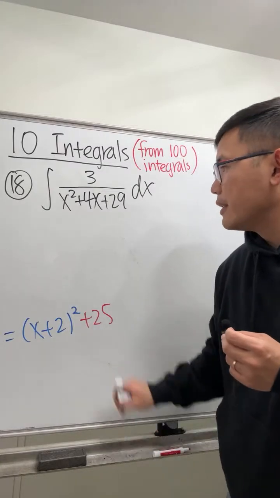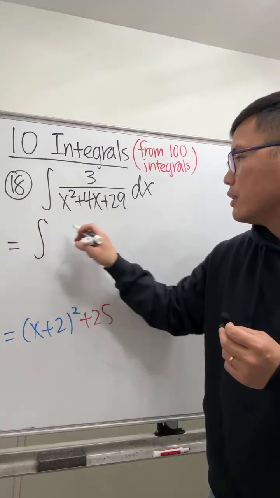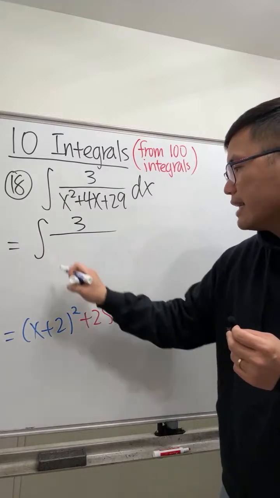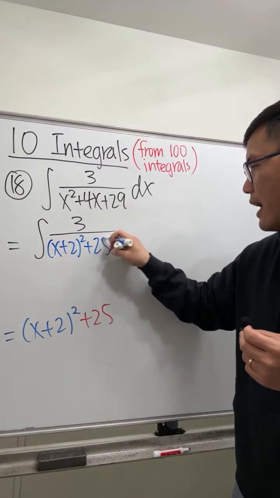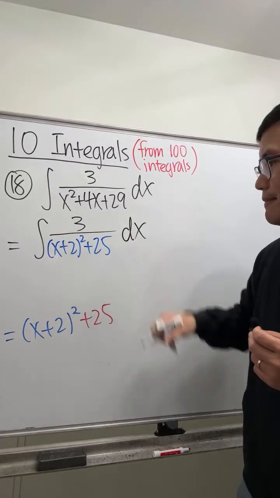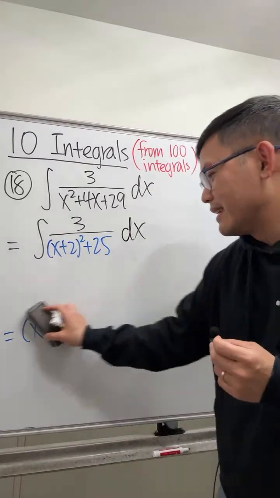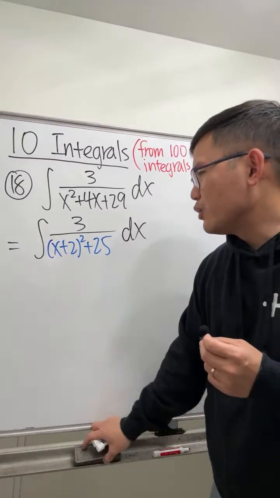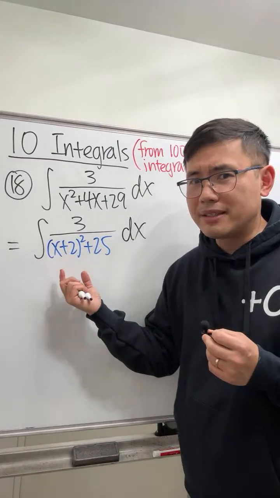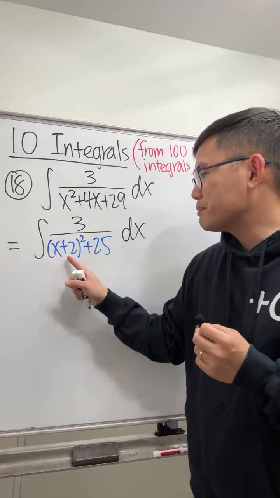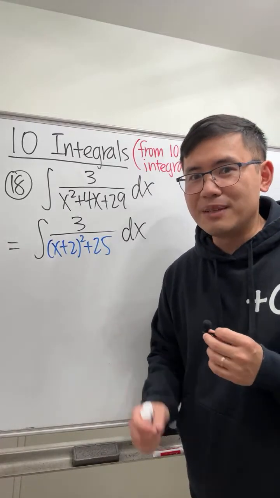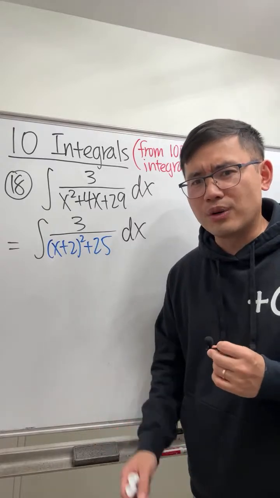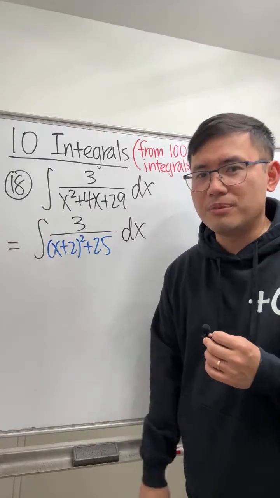So now, we look at this integral, 3 over x plus 2 squared plus 25 dx. And right here you can do a u sub, but it doesn't really matter that much. u equals x plus 2. du is the same as dx. So you don't have to divide by any extra constants or anything. You divide it by 1, but it doesn't really matter.